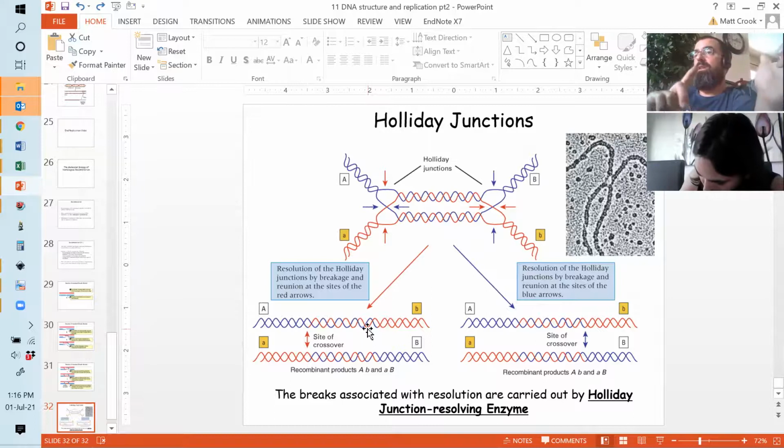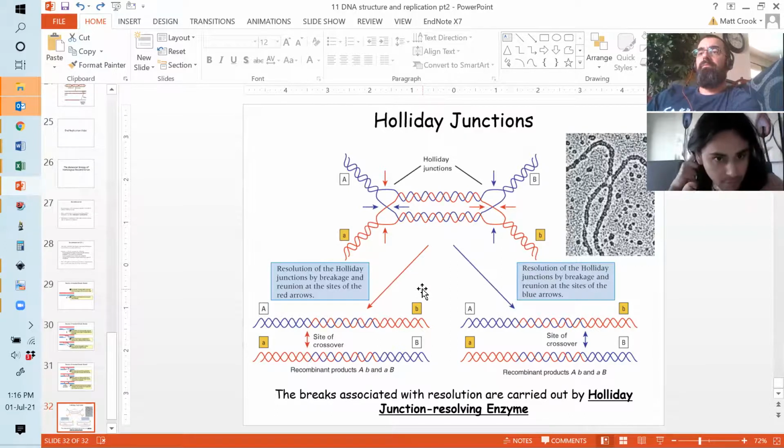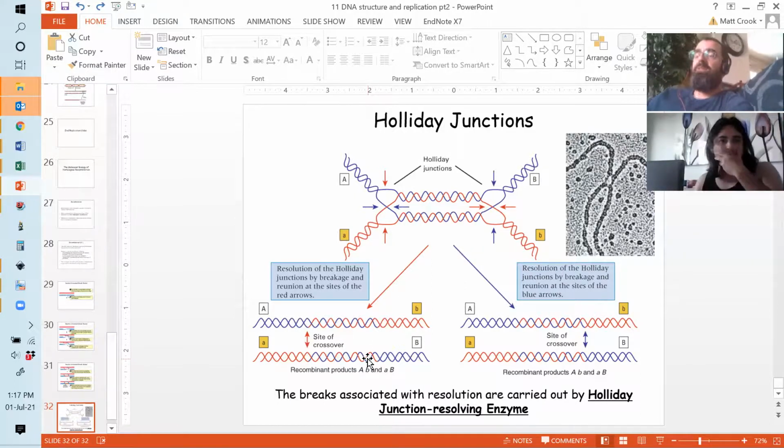And depending on exactly which bit of the DNA they cut, whether it's crosswise or vertical, or even left and bottom and top and right, or whichever, is going to generate different combinations of DNA. So it's going to generate recombinants, or rarely it generates non-recombinants as well. But you'll end up with 2 chromosomes which consist of a bit of the other chromosome. And that's homologous recombination. There's obviously a lot more to it than that.